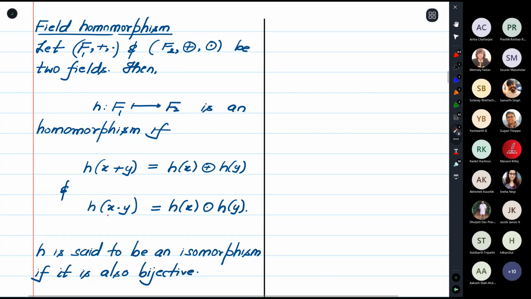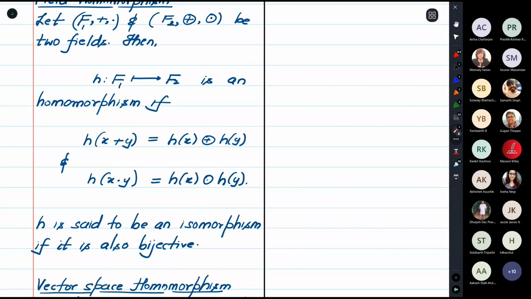Similarly, we require that h of x times y, where x and y are elements of F1 and I'm using the multiplication operation of F1, be equal to h of x times h of y. So this is what it means to say that h, a map between two fields, is, sorry, I shouldn't say isomorphism, this is what it means to say that h is a homomorphism. So h, a function from F1 to F2, is said to be a homomorphism if it preserves structure, which mathematically means that these two conditions are satisfied.